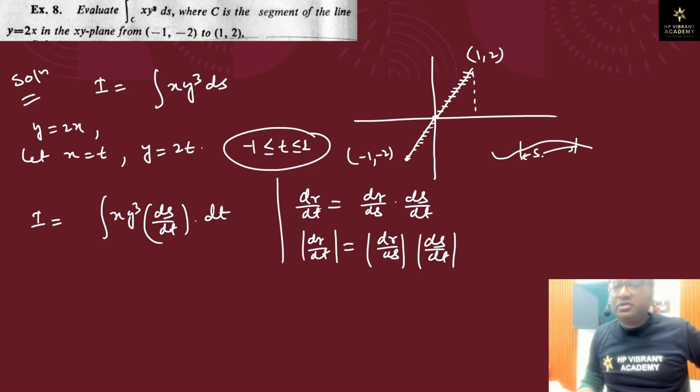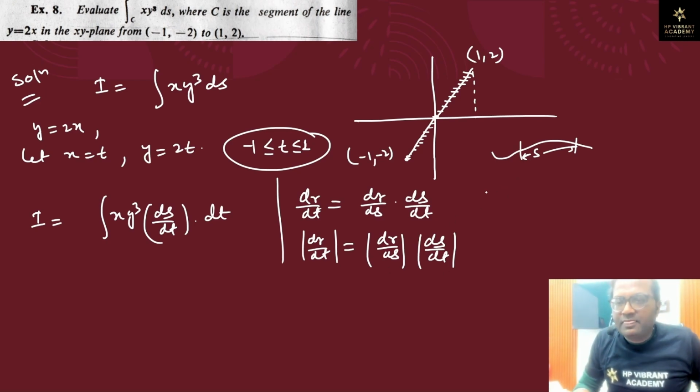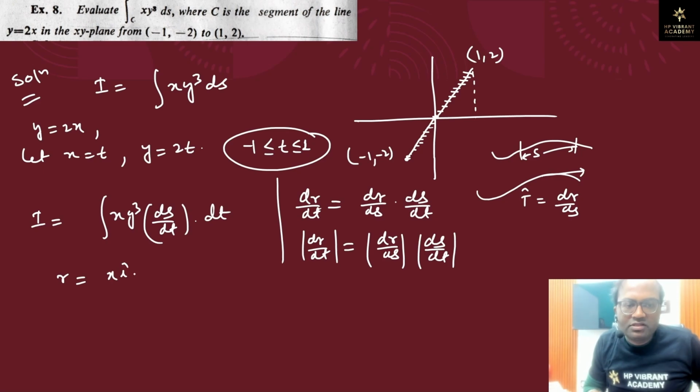So this is not a vector quantity, this is a scalar quantity s. So ds upon dt is always a scalar quantity, and dr upon ds is a unit vector. Whenever we draw a tangent on a curve, the unit vector along this tangent is given by dr upon ds. So the modulus of this will be 1, because the modulus of a unit vector is always 1.